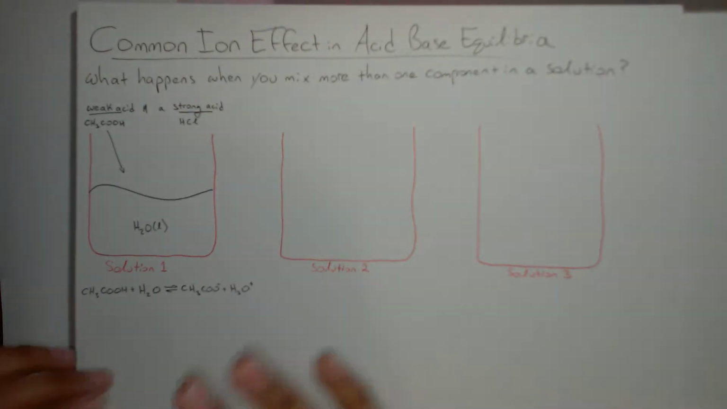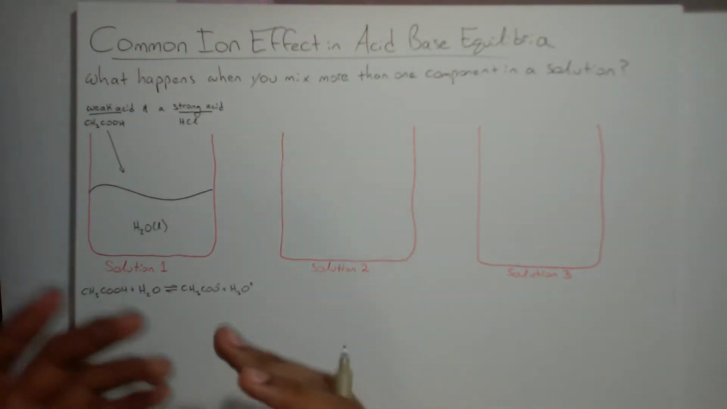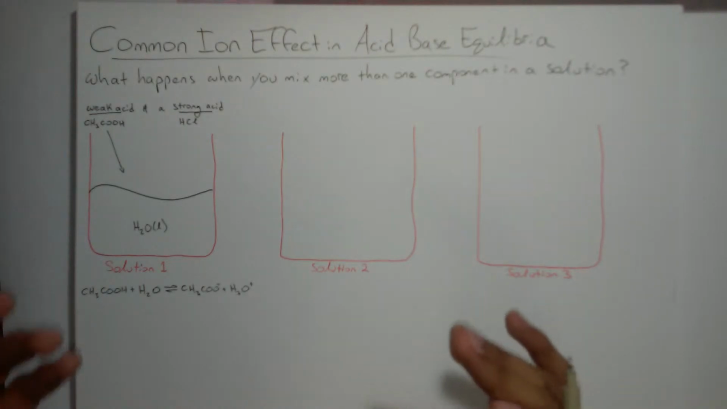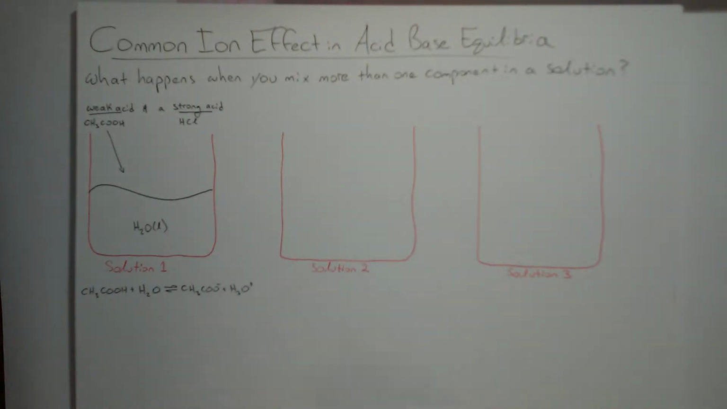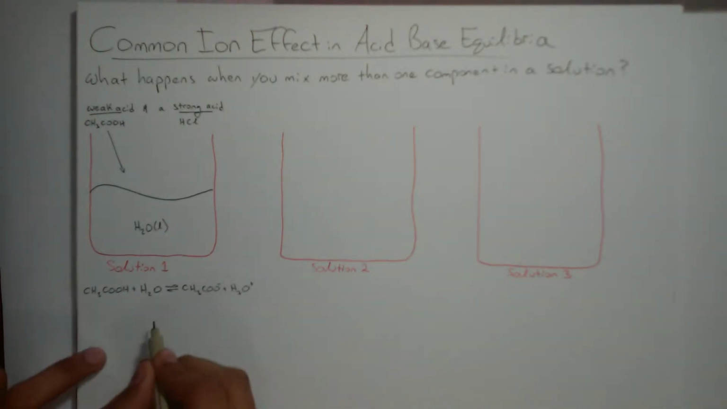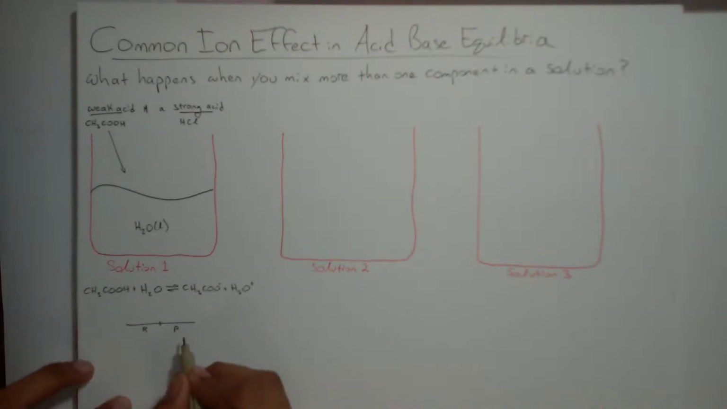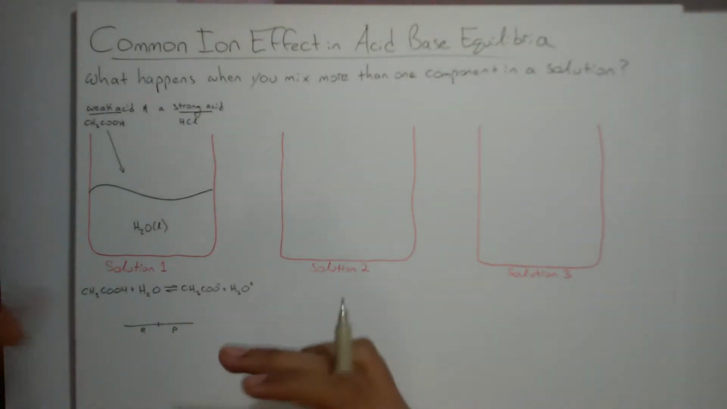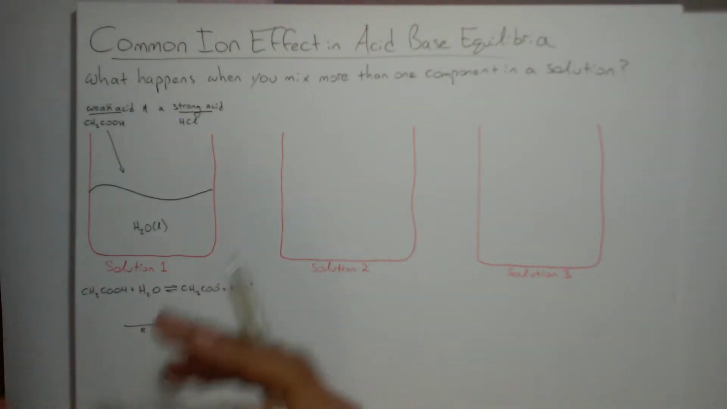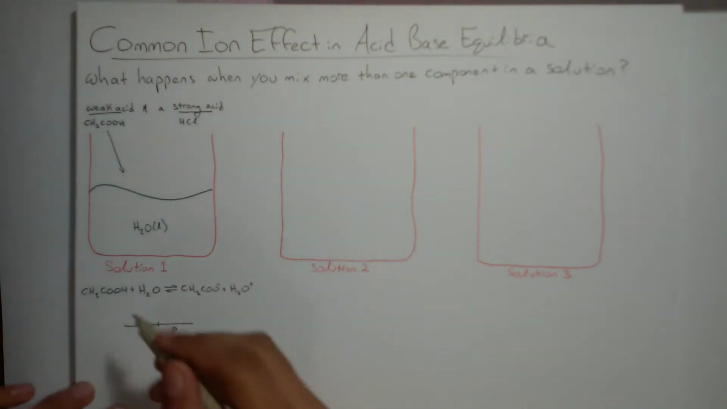Make sense to everyone? So eventually this reaction is going to go to some sort of equilibrium. Just to denote equilibrium, I'm going to draw a simple little scale to show you this. Here are the reactants, and here are the products. Like I said, all reactions, especially weak acids, those that go to equilibrium, are going to eventually reach some sort of equilibrium.